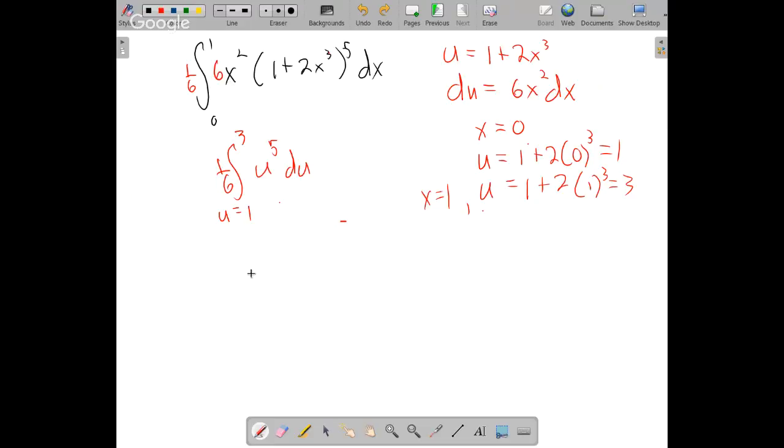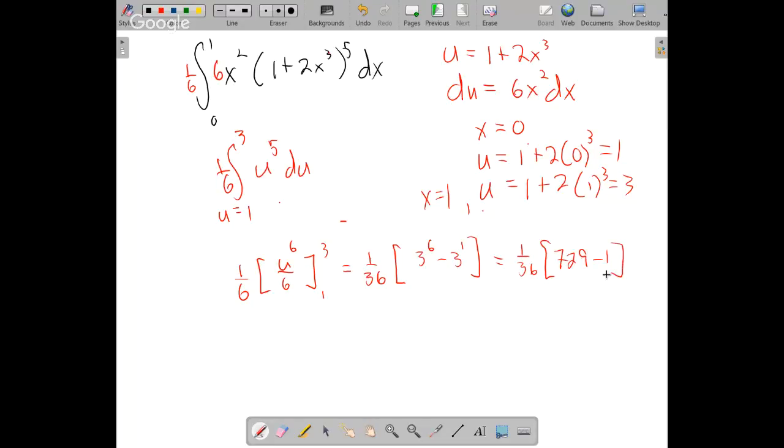So then from here, I have 1/6 times the antiderivative of u to the fifth, which is u to the sixth over 6. And then I'm evaluating that from 1 to 3. So that's going to give me 1/6 times 1/6. So let's pull the 1/36 out. And then I'm going to have a 3 to the 6th minus 1 to the 6th, which is what I had before. So 1/36 times 729 minus 1. And so I get 728 over 36, which you could reduce if you want to. But that's the same answer I had before.